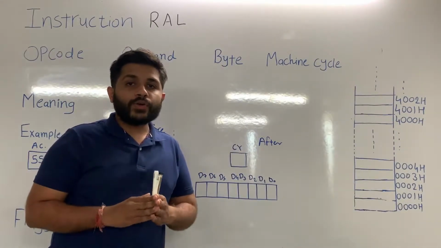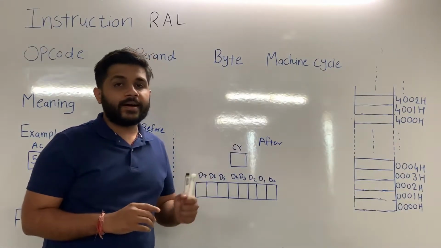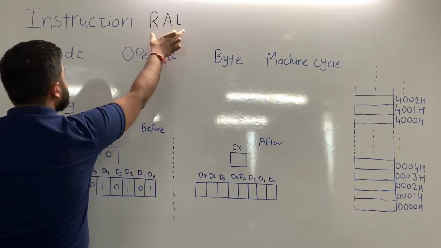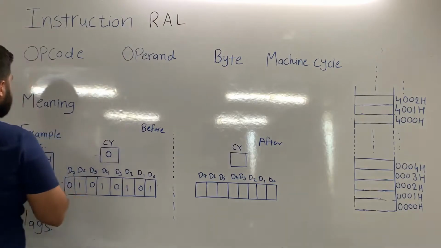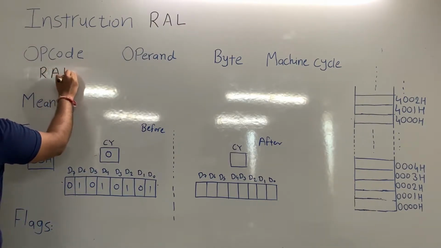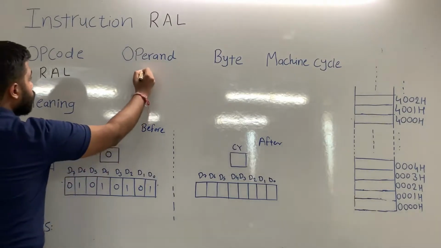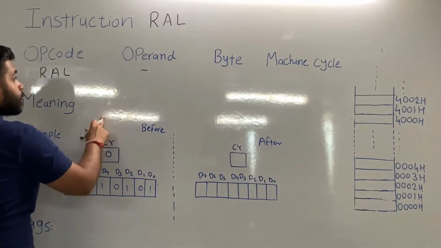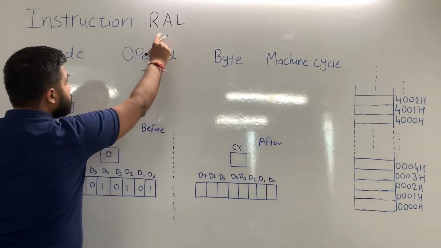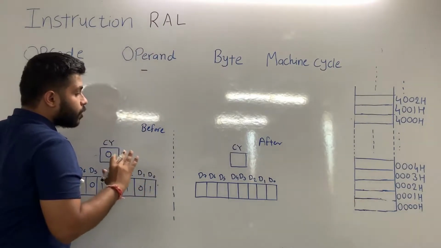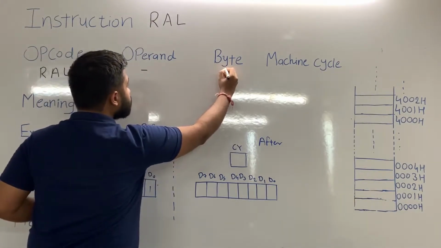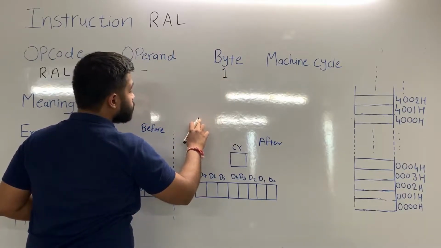Okay students, now we are going to see the logical instruction RAL. In this instruction, the whole instruction itself is considered as opcode. So opcode is RAL. There is no operand for this instruction. Now what is the byte of this instruction? In this instruction, you can see that no data is present. Whenever in the instruction no data is present, that instruction will be considered as 1 byte instruction.